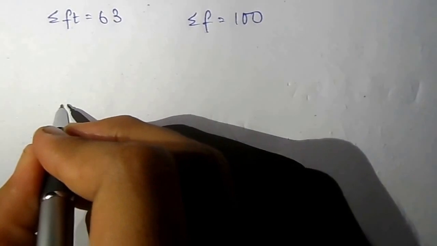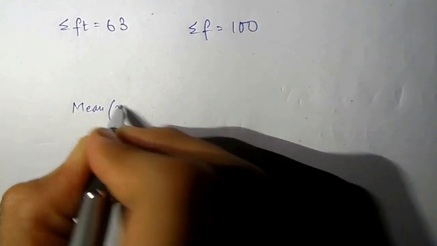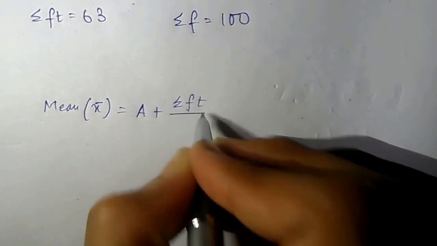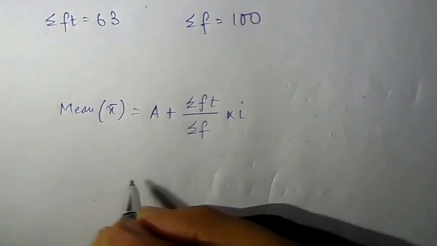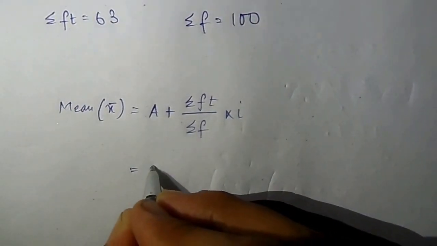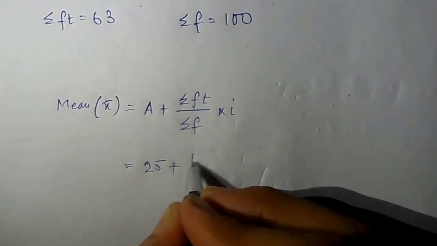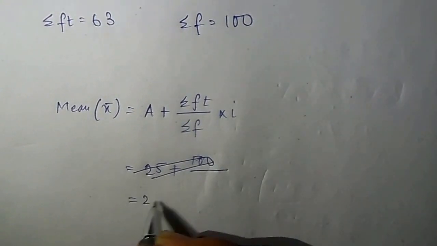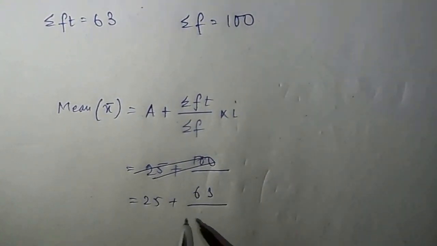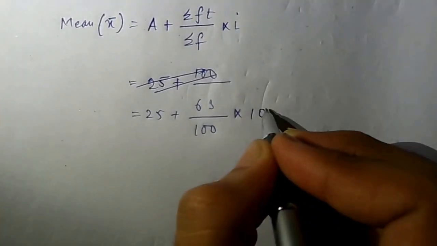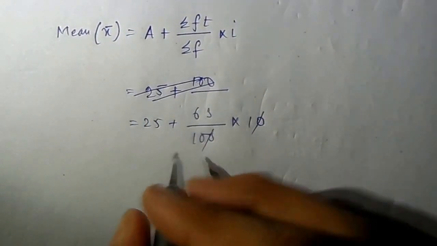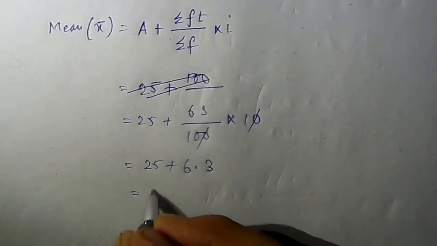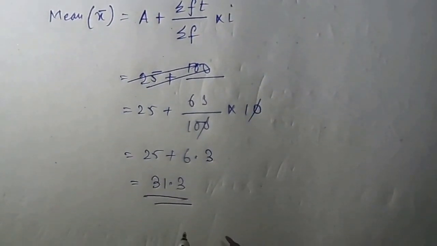Okay, so mean for step deviation method is equal to mean x bar equals a, the assumed mean, plus sigma of ft divided by sigma of f into i. a is 25, sigma of ft is 63, sigma of f is 100, into 10 is the class interval i. We have 25 plus 63 divided by 10 will be equal to 6.3. It is equal to 31.3. So this is your mean.